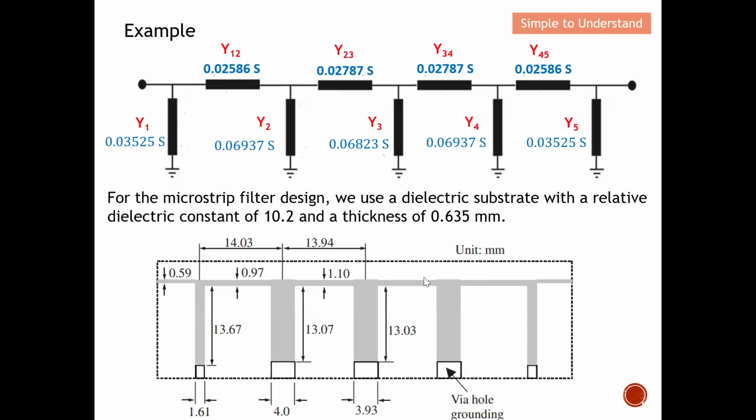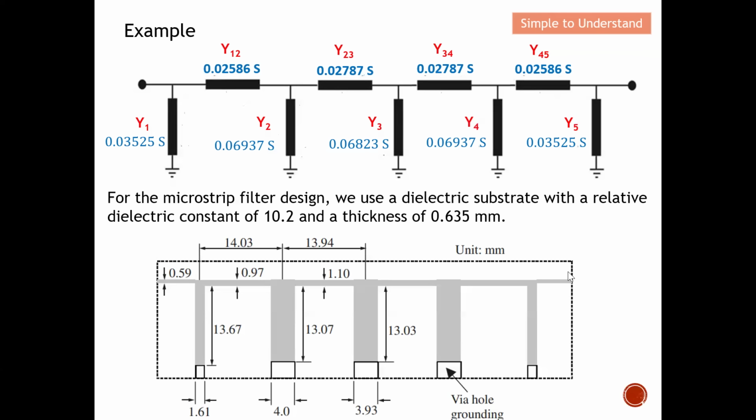I will have another video to show you how to transform from the schematic to the layout of a microstrip line. I will share the video in the description. But over here you can see that I have successfully designed a bandpass filter using microstrip line. This is what we call the connecting line. This is Y12, this is Y23, this is Y34, and this is Y45. This is Y5, this is Y4, this is Y3, this is Y2, and this is Y1. These are the 50 ohm ports here.